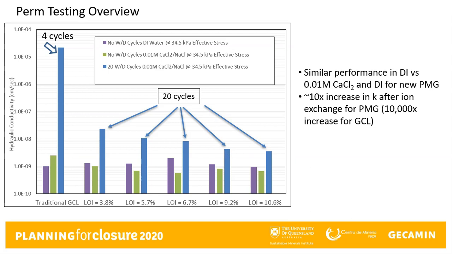The blue bars show the hydraulic performance after exposure to multiple wet-dry cycles during the ion exchange experiments. Traditional GCL samples show the largest increase in hydraulic conductivity after only 4 wet-dry cycles. You see an approximately 4 order of magnitude increase in the hydraulic conductivities. However, our new polymer modified GCL samples demonstrate only a moderate increase in hydraulic conductivity to this calcium chloride solution after ion exchange.